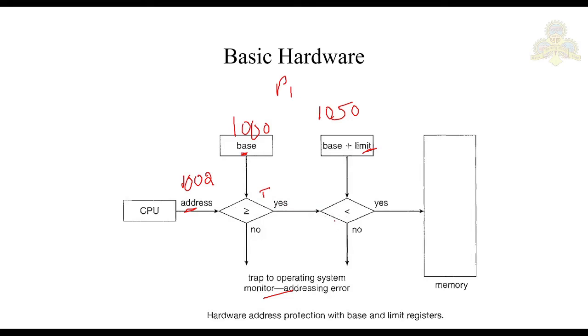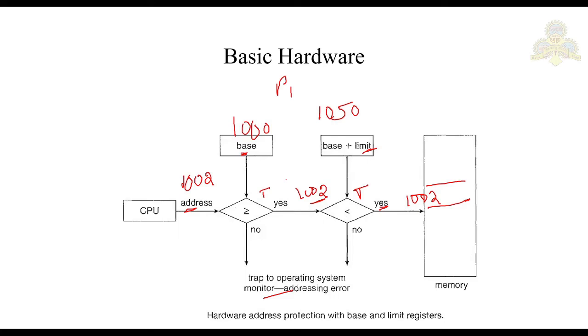Now you have to check another thing here. Your CPU address, that is 1002, is now checked with the base plus limit value. So it is checked whether the CPU address is less than the base plus limit value. In our case 1002 is less than 1050. That means even this condition is true. Yes means true. So in that case only, the 1002 address in the main memory would be pointed to, and the instruction from that location would be executed by your CPU.